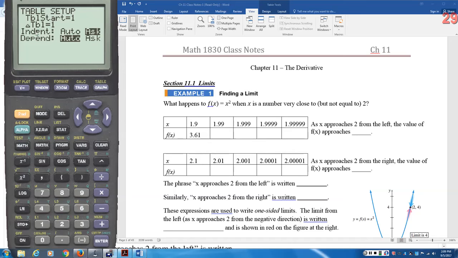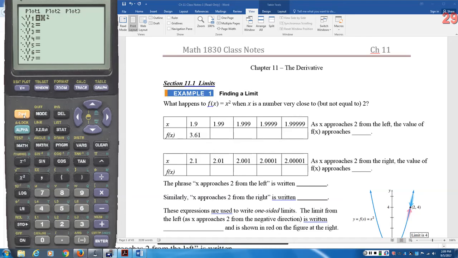So you want it set up to where independent says ask. I don't care what that says. I don't care what this is. Dependent needs to be auto. Independent needs to be ask. You have to be sure that you first put your equation in the y equals menu before we can do anything else. So those are your first two things just to set things up.